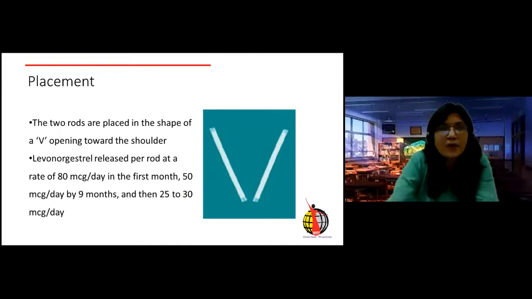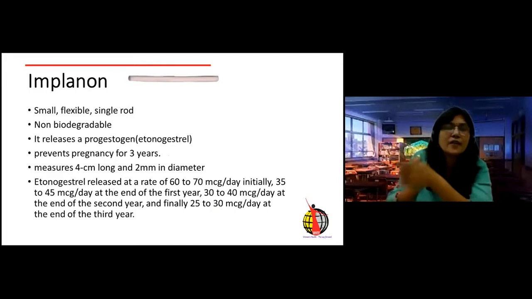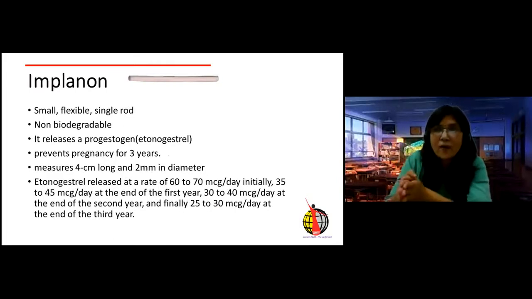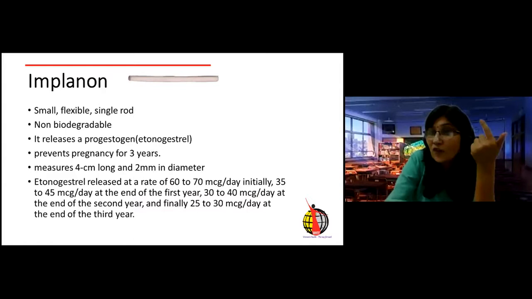Okay, now that is the placement in the upper arm. Next, very important implant is Implanon. It is a single rod. It is flexible as compared to the previous one, so you should remember the differences. It releases etonogestrel. Previous one was what? You remember that? This one is etonogestrel. Effectivity is for 3 years. Previous one was for 5 years.